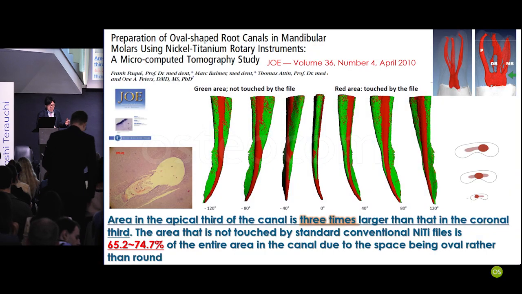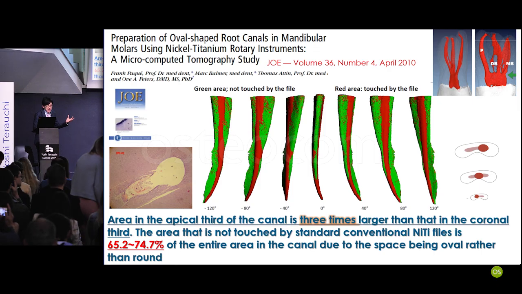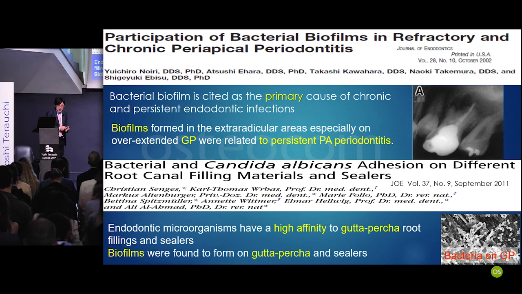Actually, the area in the apical 1/3 of the canal is 3 times larger than that in the coronal 1/3. So you have more spaces in the apical 1/3 compared to the coronal 1/3 because of the isthmus, the oval root canal shape, and the lateral canals. You need to spend more time cleaning the apical 1/3 compared to the coronal 1/3. And don't use gutta-percha fillings because it's not good to use gutta-percha fillings.